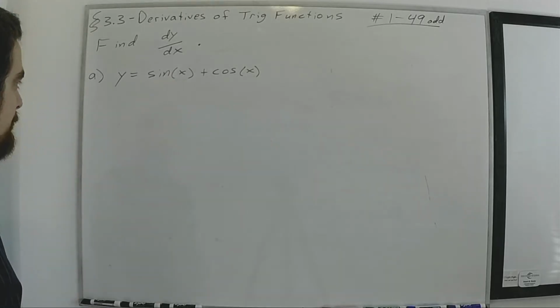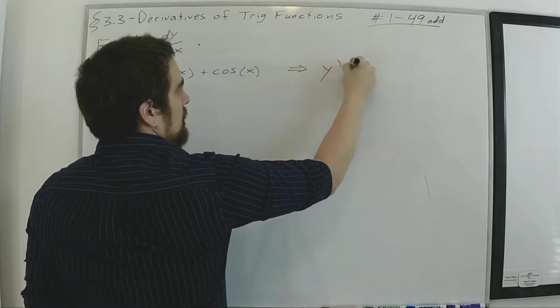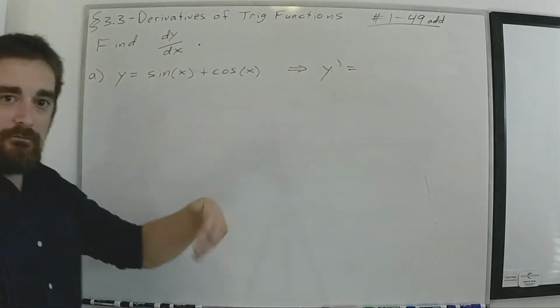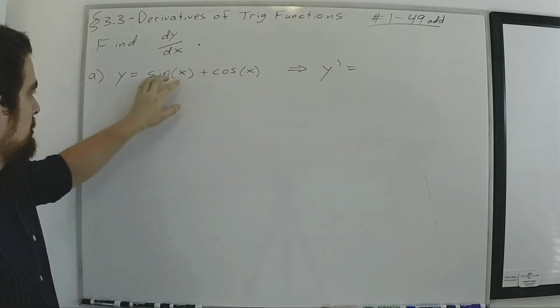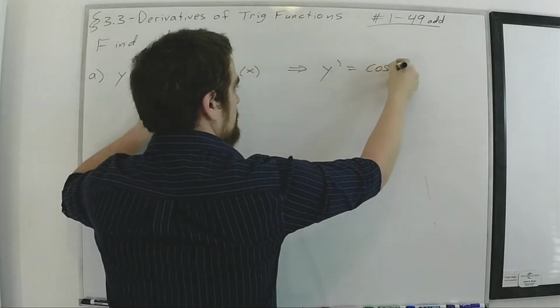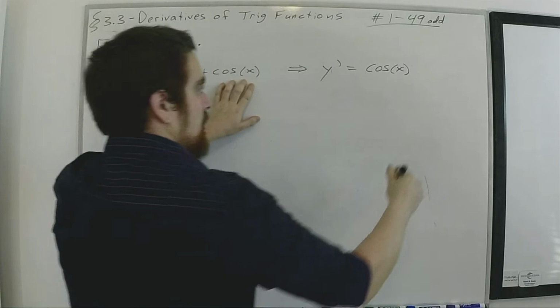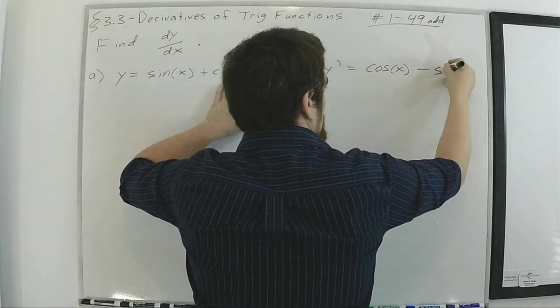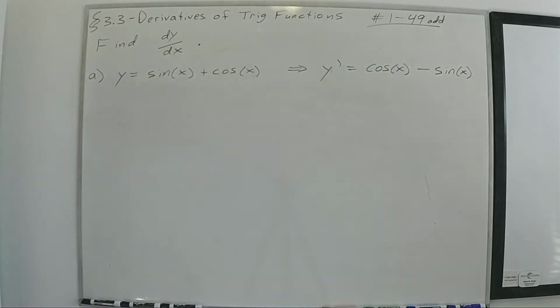If this is our function y, y prime is, well, we still have the old rules of differentiating term by term. So when we're separated by addition, I just have to look at sine of x and differentiate it, and I get cosine of x. And then plus, now I have to differentiate cosine of x, but I get negative sine of x. So adding negative sine of x means I just subtract sine of x. And that's it. There's our derivative.